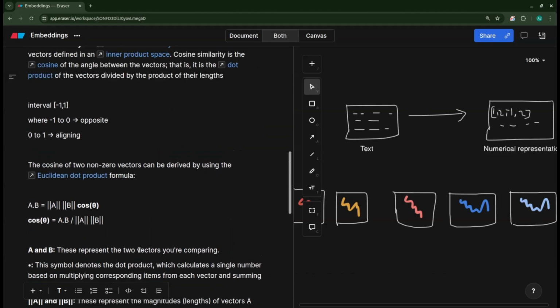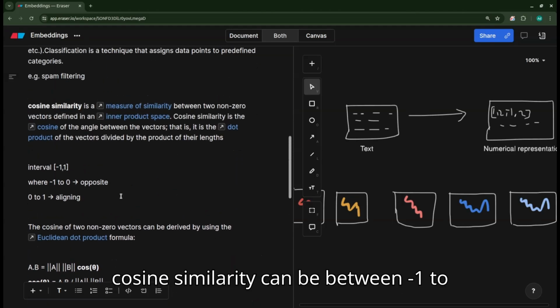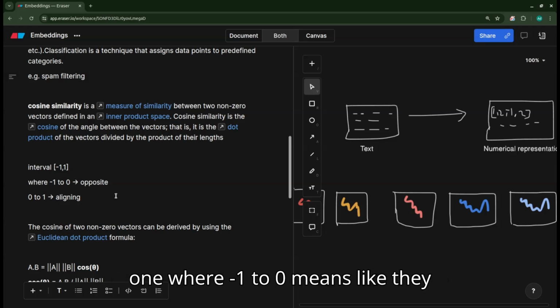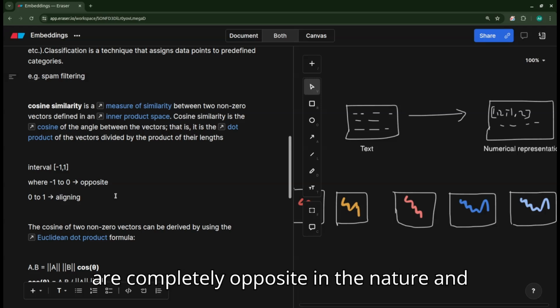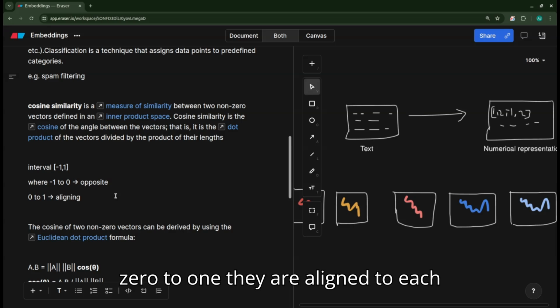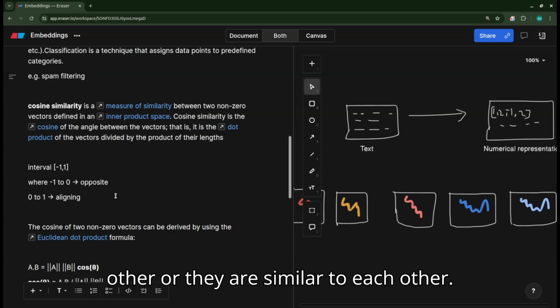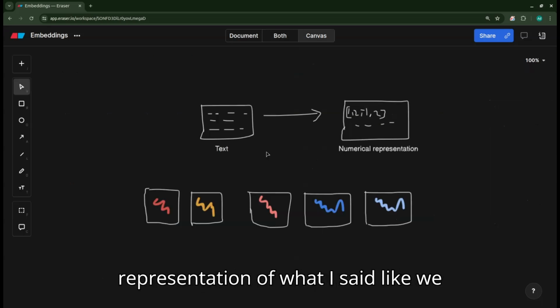Now cosine similarity can be between -1 and 1, where -1 to 0 means they are completely opposite in nature, and 0 to 1 means they align with each other or are similar to each other. So basically this is a diagrammatic representation of what I said.